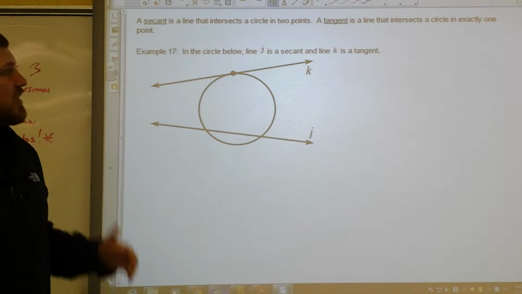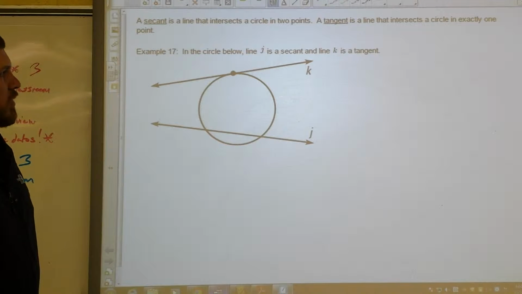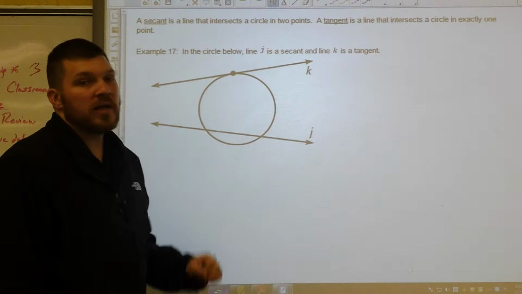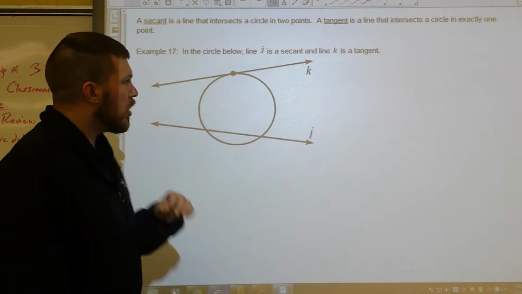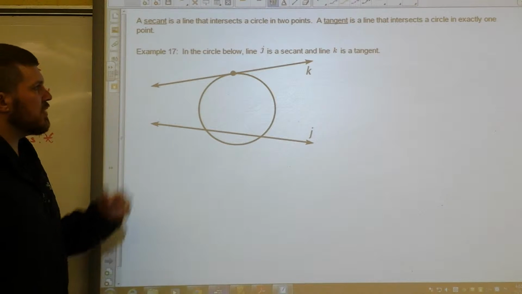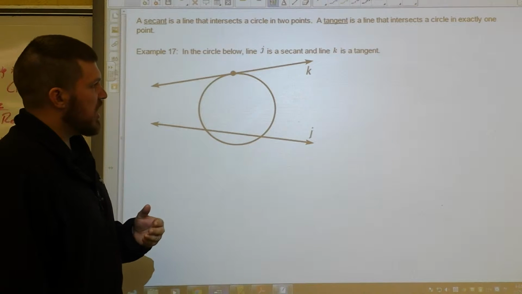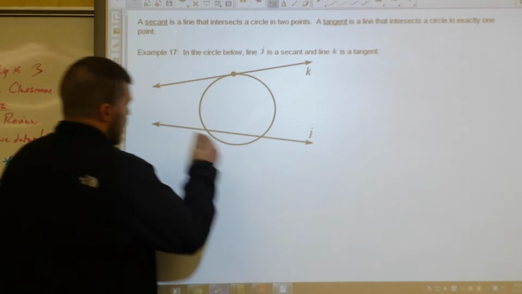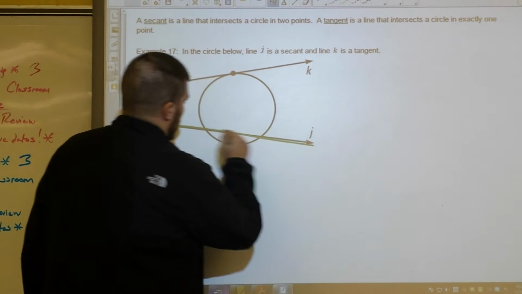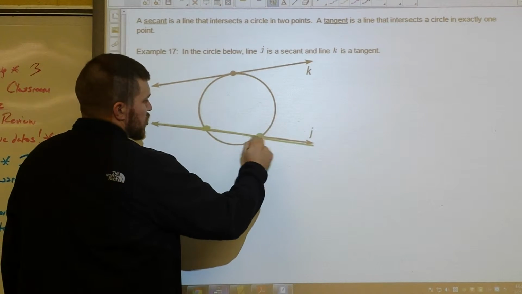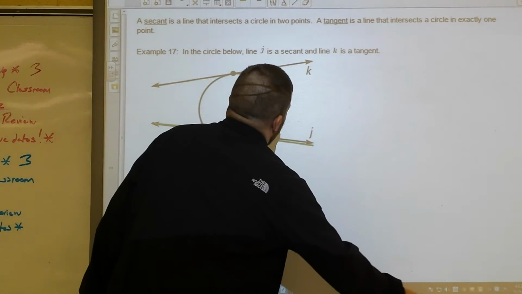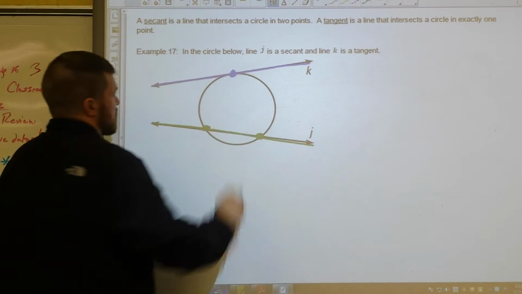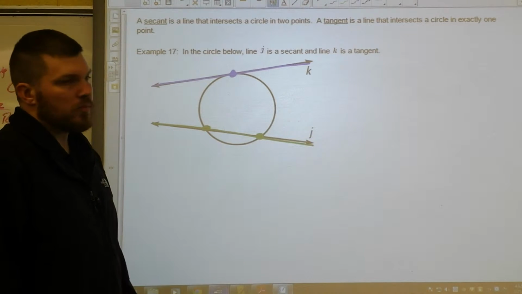A secant is a line that intersects a circle in 2 points, where a tangent is a line that intersects a circle in exactly only 1 point. So in this example, in this circle, line J is a secant, line K is a tangent. Again, line J is a secant because it touches the circle in 2 points. Line K is a tangent because it touches the circle in exactly 1 point.